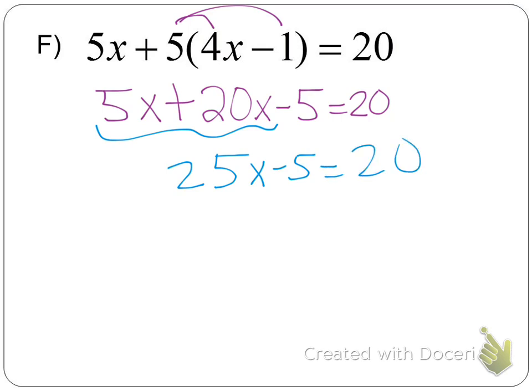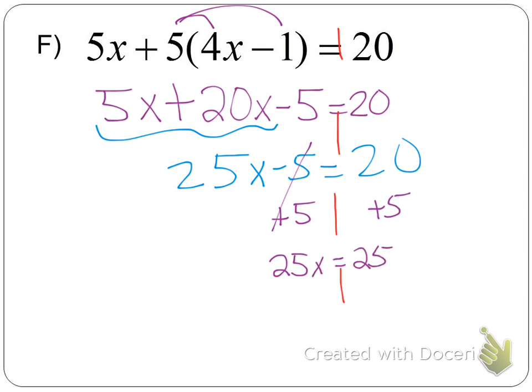Do you guys like this line? Some people like it. It's up to you. If you like it, do it. If not, I'm not going to take points off or anything. All right, what do I do from here? Add 5 to both sides. Yep, I have to undo the subtracting 5, so I add 5. x equals 1.